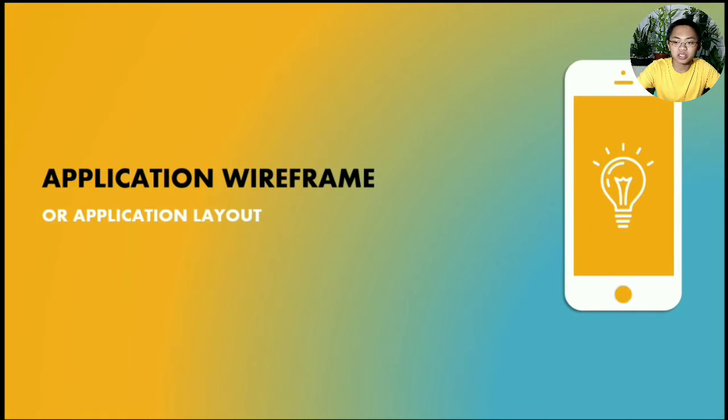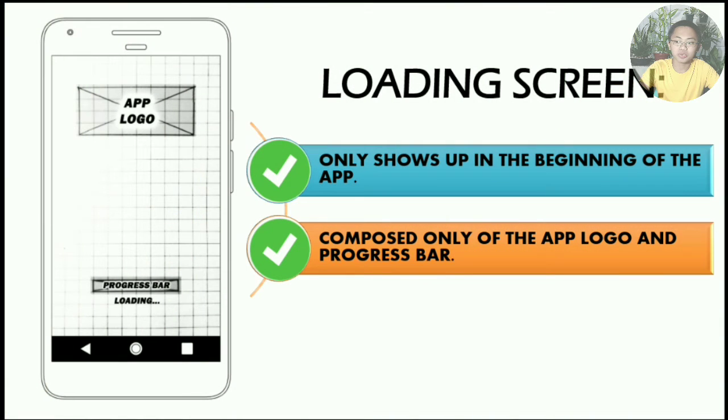Next is the presentation of the application wireframe. So basically it would look like a blueprint with simple colors, and it doesn't mean that it will be the actual look and feel of your application. It's just the layout. The first layout is the loading screen. It only shows up in the beginning of the app and is composed only of the application logo and progress bar.